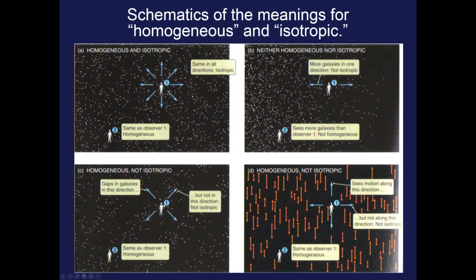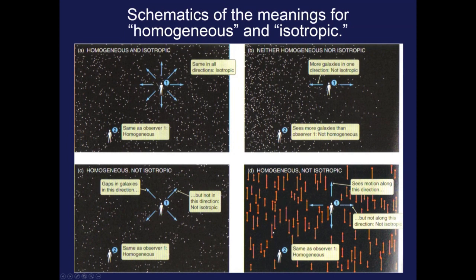Well, in that case, observer 1 and observer 2 are basically experiencing the same thing. They look around and they see gaps, right? So it is homogeneous. There's a pattern, a strange pattern. And so for observer 1, if you look along the line versus perpendicular to the line, you see something very different. You can see gaps if you look this way, and you see no gaps if you look this way. So it's not isotropic.